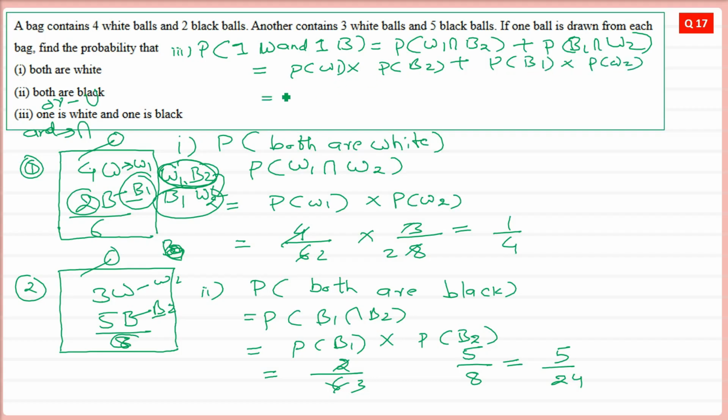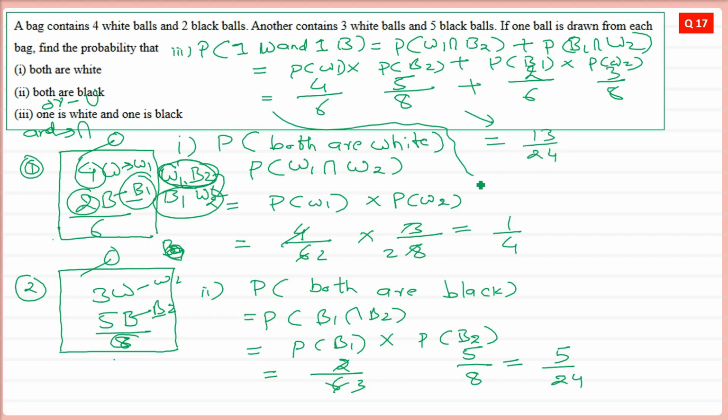So probability of W1 will be what? Wherever you have 1 1, first put the denominator as 6. It will be better. Wherever you have 2 2, B2 and W2, keep the denominator as 8. Now what is W1? 4 can come, 1 out of 4 can be taken. B2, how many blacks are there? 5. So 1 can be taken from 5. How many blacks in the first one? 2. How many whites are there in the second one? 3. So when you compute this, it will be 13 by 24.